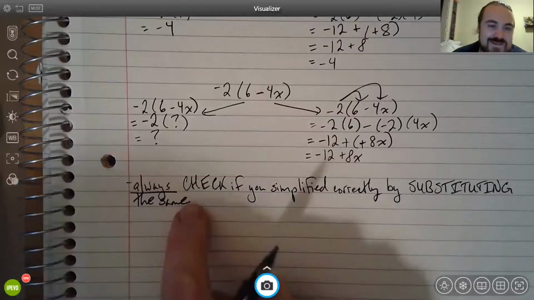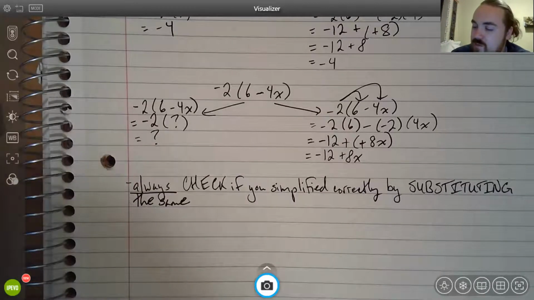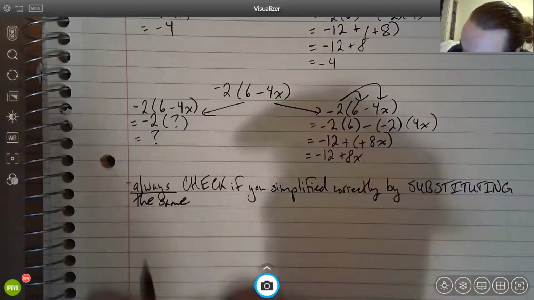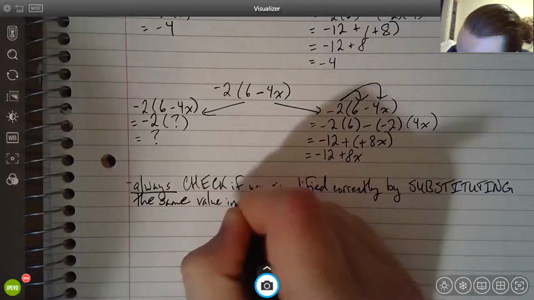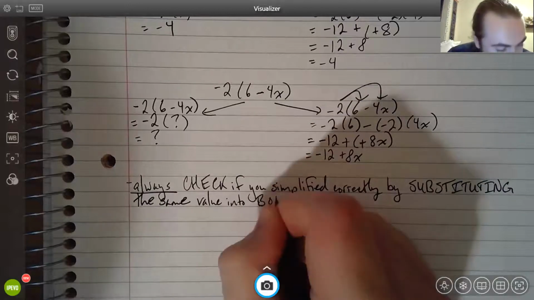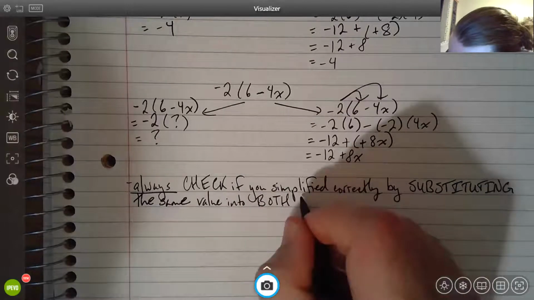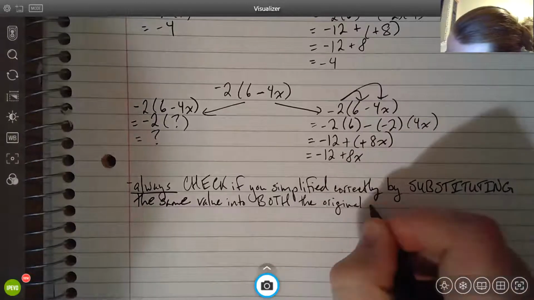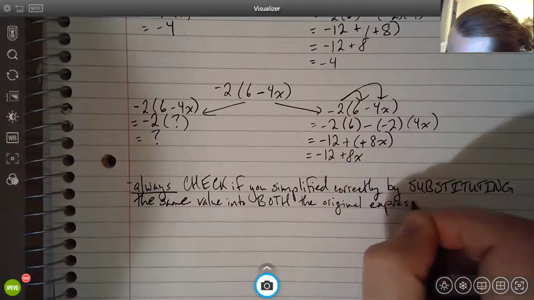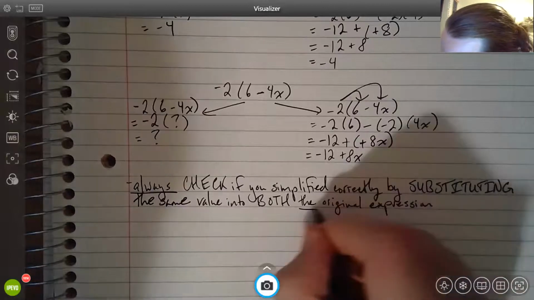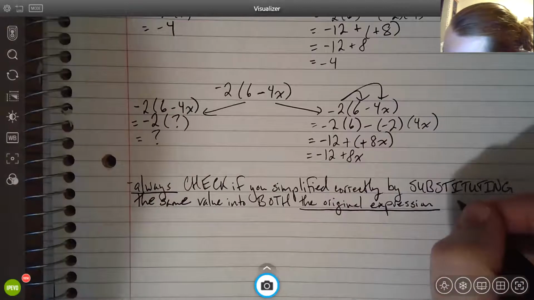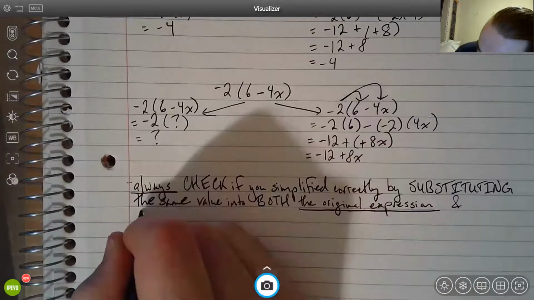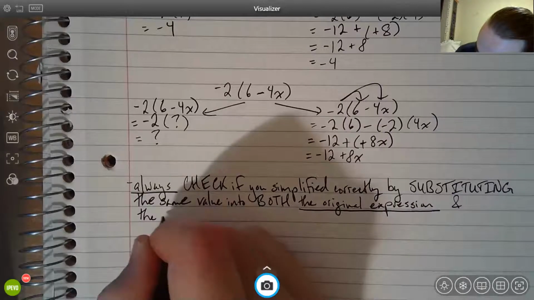Let's finish writing this actual sentence. Always check if you simplify correctly by substituting the same value into both the original expression, I'm going to underline that, and the simplified expression.